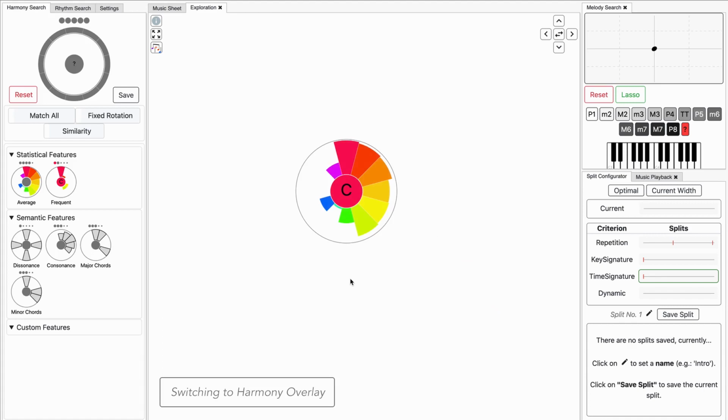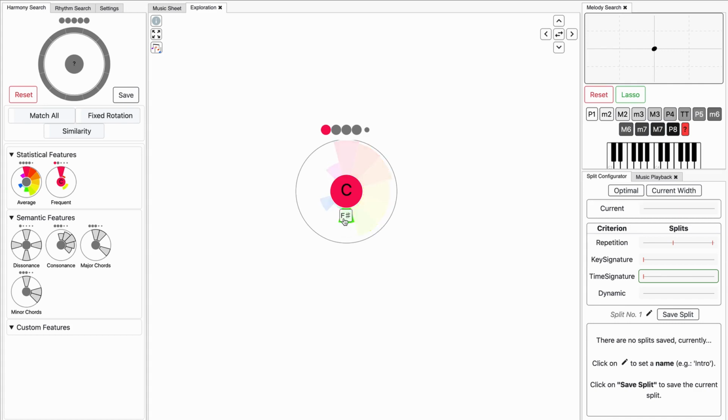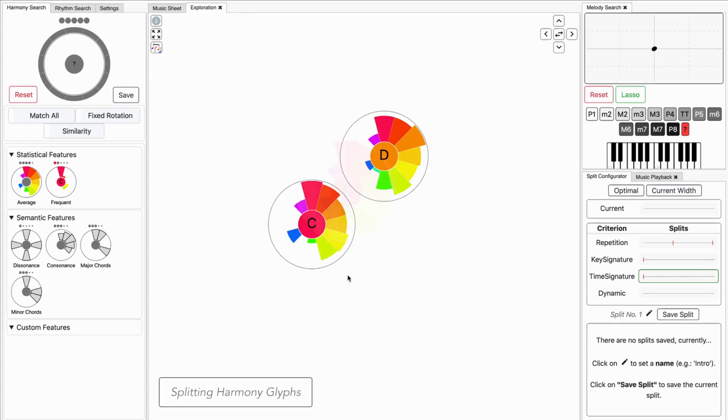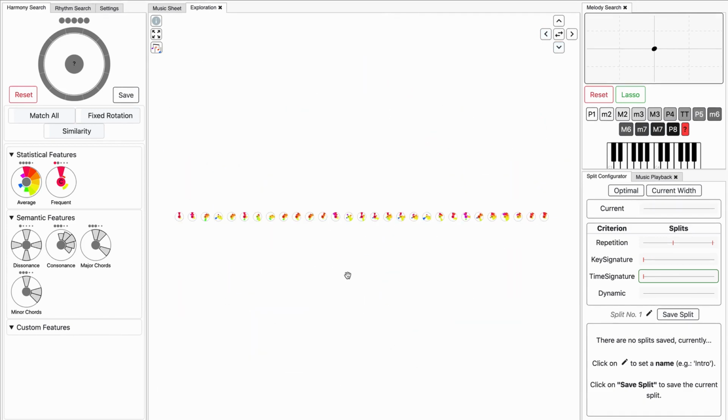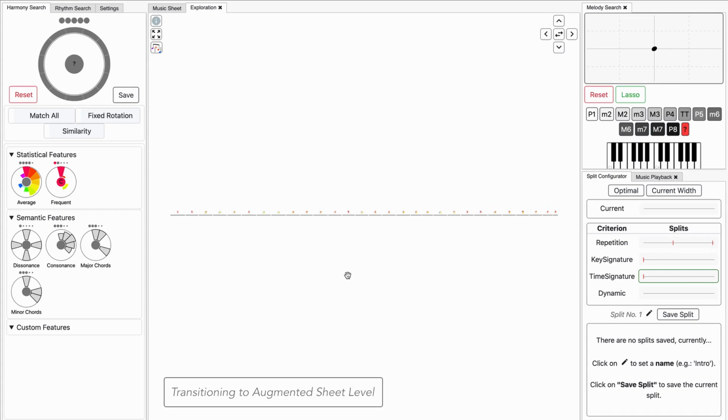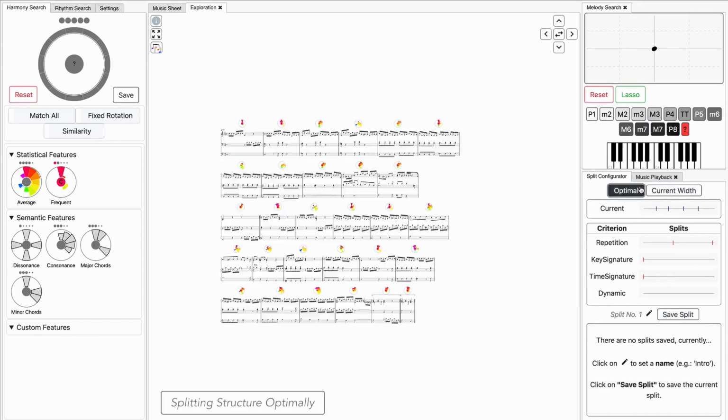After switching to the harmony overlay, the harmonic summary indicates that about a fifth of the piece has the pitch C as the root. The harmonic summary also shows that Bach's Prelude also uses pitches that do not belong to the C major scale, like F sharp and G sharp. By splitting the glyphs and transitioning from the projection level back to the augmented sheet level, we can investigate in which measures Bach uses pitches from other scales.